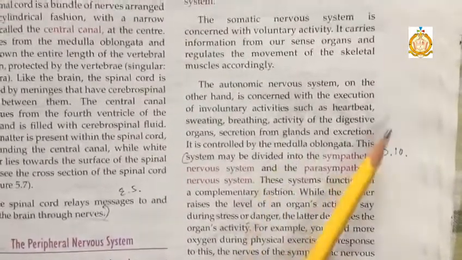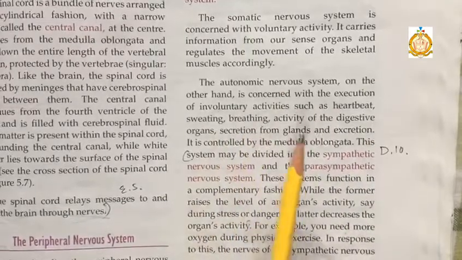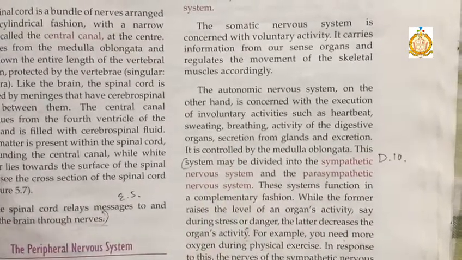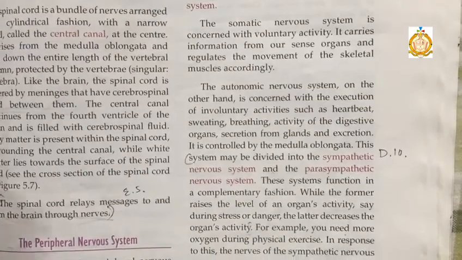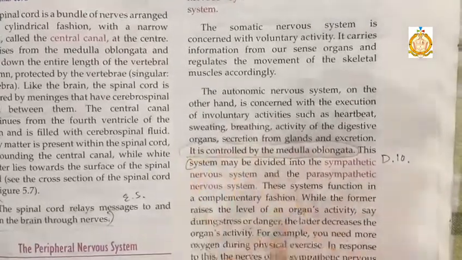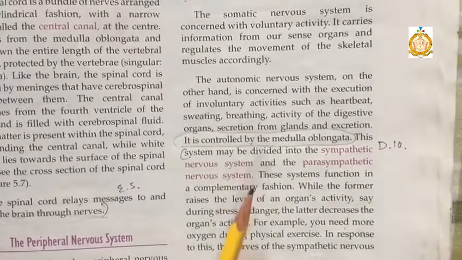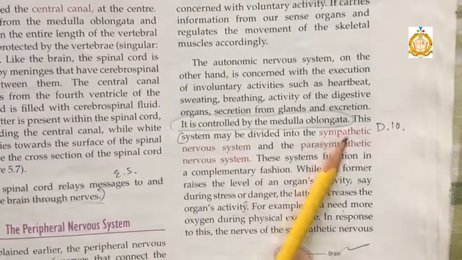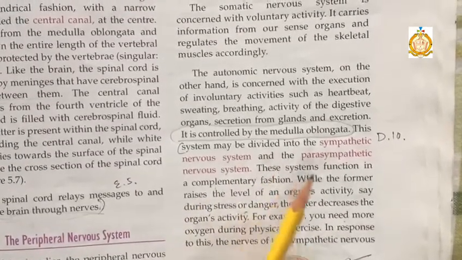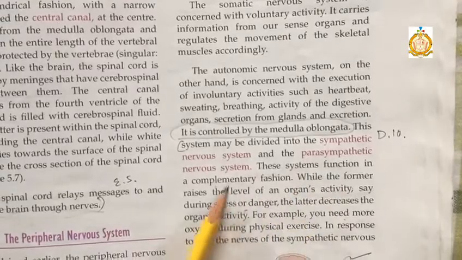For example, our heartbeat, sweating, breathing, activity of digestive organs, and secretion from the glands or excretion also, are not under our control, and these are controlled by the medulla oblongata. This system may be divided into the sympathetic nervous system and the parasympathetic nervous system. Now these systems function in a complementary fashion.